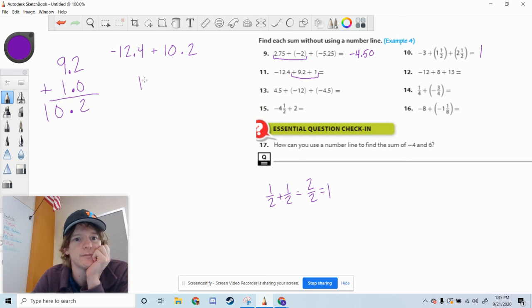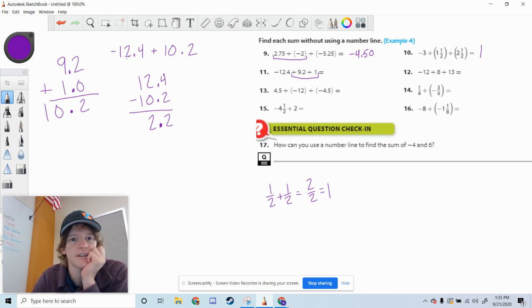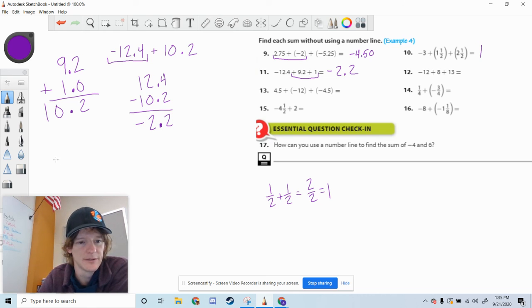Well, since they're different signs, we're going to have to do 12.4 and subtract 10.2. 4 minus 2 is 2. 2 minus 0 is 2. Bring our decimal down. And then recognize that this 12 is larger than 10. Since this was negative, this will still have to also be negative. Negative 2.2.